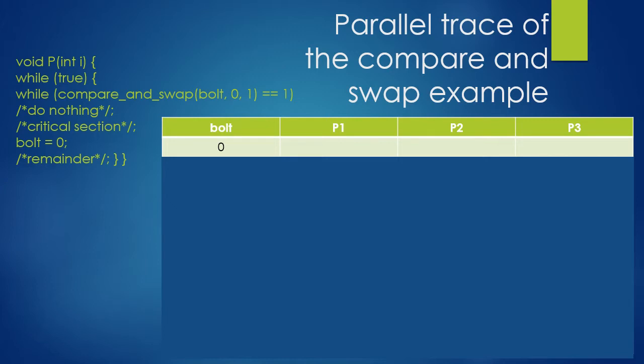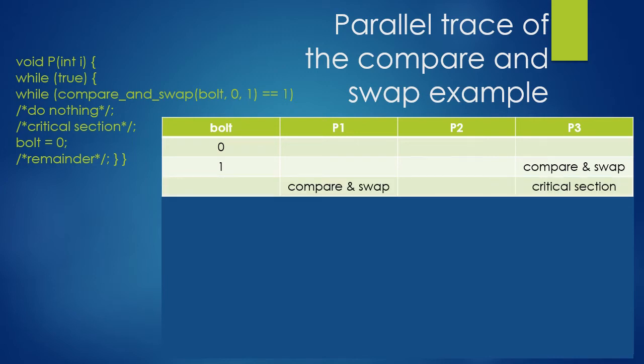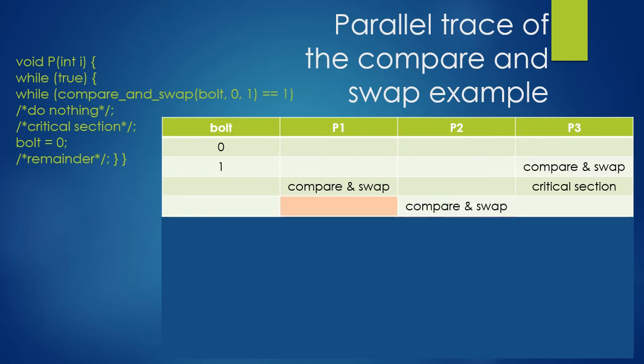For a parallel trace, we normally make a set of assumptions. Our first assumption is that P3 is the fastest of all processes. So it does a compare and swaps bolt to 1 and enters critical section. After P3, we assume P1 does a compare. No swap occurs as bolt is 1 and P1 is caught in the second while. When a process is repeatedly executing an instruction which keeps it caught in the same loop, we call this busy waiting. So P1 is busy waiting.